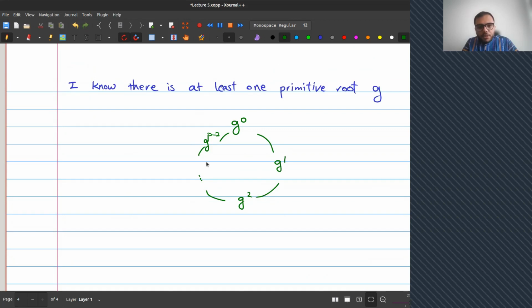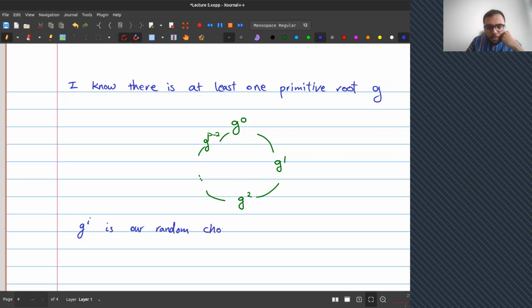So this is what I'm saying. I know that there is one primitive root G. Just consider this cycle that this primitive root creates. Now, what happens if I choose another number in this cycle? I know that all of my remainders are in this cycle because G was a primitive root. So when I'm choosing a number randomly, I'm basically choosing something in this cycle randomly. So what I randomly choose is G to the power of some I. Let's say G to the power of I is our random choice.